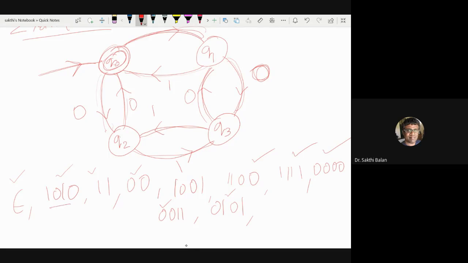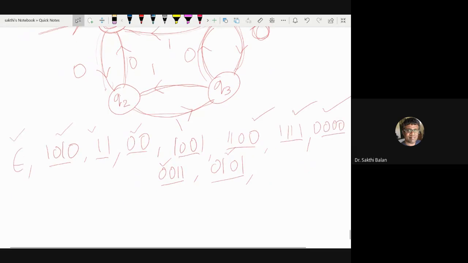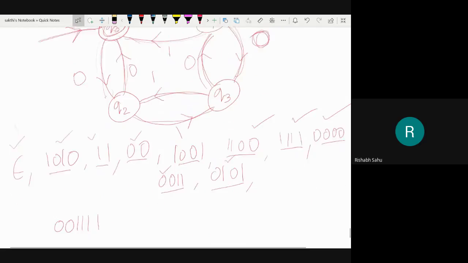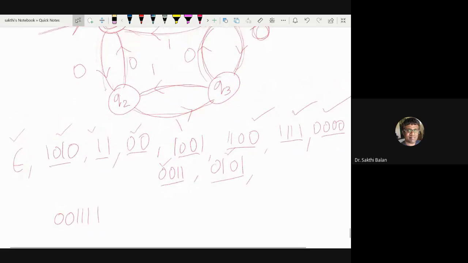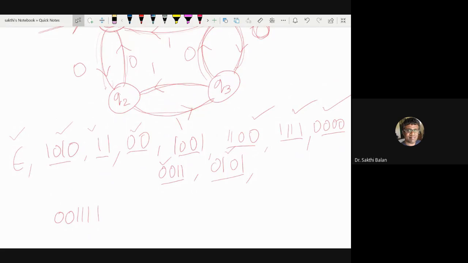What is the pattern that you are having here? In all these things, sir, the number of zeros and ones are equal. We can't say that. It's not equal actually. See, we can also accept 0 0 1 1 1 1. See that? Yes, sir. Okay. So it's not equal number of ones and zeros. So it is something else.